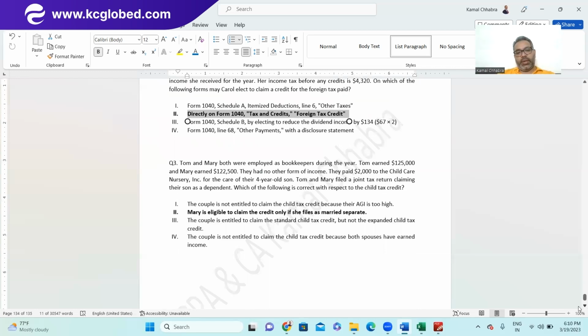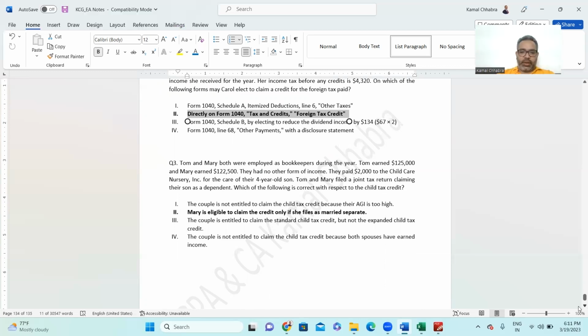Second option is Mary is eligible to claim the credit only if she files as married separately. Like that will be also less than 200,000. The couple is entitled to claim standard child tax credit but not expanded child tax credit. The couple is not entitled to claim the child tax credit because both the spouses have earned income. So which option is right? First, second, third, or fourth? Is there a confusion?